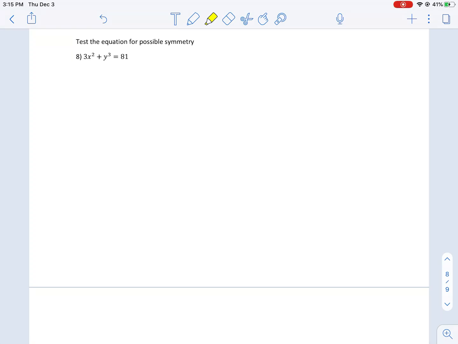Hello class, in this video I'll be doing another example on how to test a graph of a relation for symmetry given the equation of the graph. Let's begin. So we want to test the equation 3x squared plus y cubed is equal to 81 for any possible symmetry. And I'll start by testing for symmetry with respect to the horizontal axis.